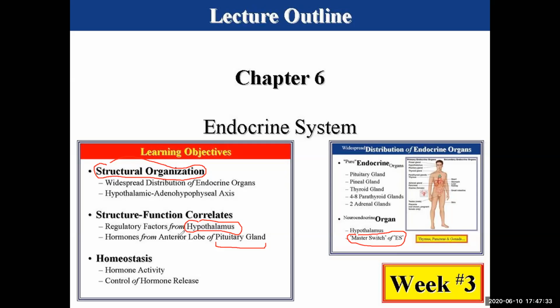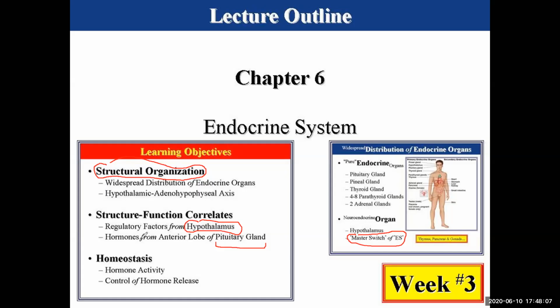It is actually the hypothalamus that controls all other endocrine organs or endocrine structures, despite the fact that the hypothalamus is not even part of the endocrine system. It belongs to the nervous system. So we're going to go in detail about that. How is it possible for the hypothalamus, coming from the nervous system, to control the functions of the entire organ system that we call the endocrine system?